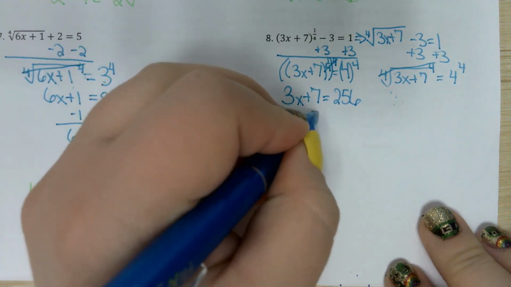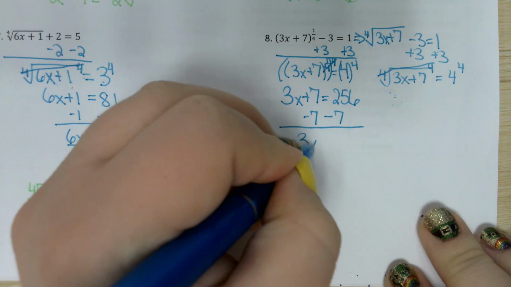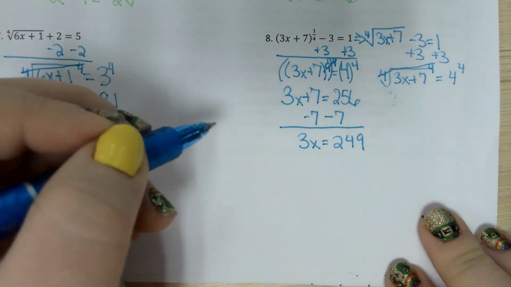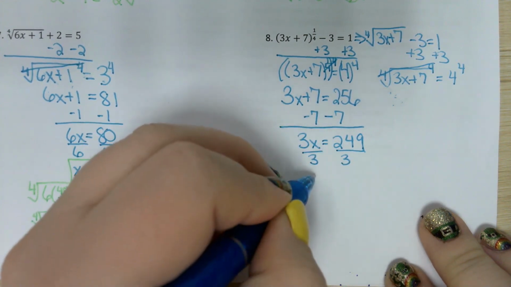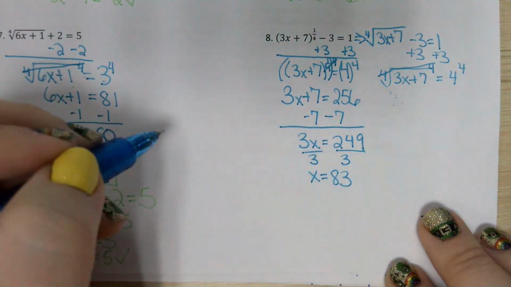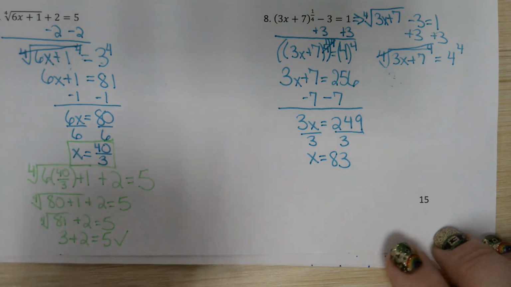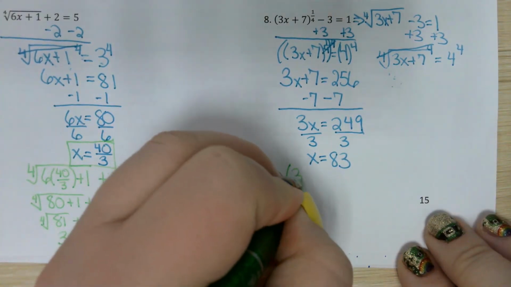So we'll subtract 7 from both sides. And then we'll need to divide by 3 on both sides so that x is equal to 83. Make sure that 83 is not an extraneous solution by plugging it into the original problem.